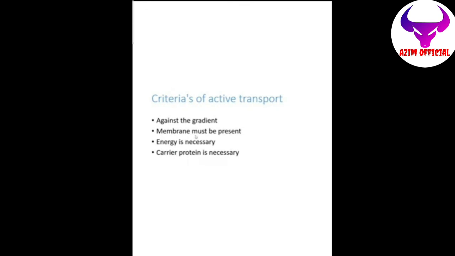The criteria of active transport: you have to work against a gradient to make active transport, and a membrane must be present. Your energy is necessary, your carrier protein is necessary. You need all those things. So you need a carrier protein, you need energy, you need a membrane, and you must work against a gradient. So this is the active transport. Please show the next one.